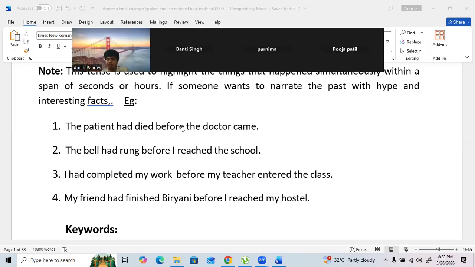Yes, sir. Before is also used in order to blame others. Especially if you are working in the IT sector, most of the time what actually happens is that some other colleague blames you. Even though you have not made the mistake, they used to blame. So how should you not get blamed without making the mistake, or even after making the mistake? Let's see. My friend had finished biryani before I reached the hostel.